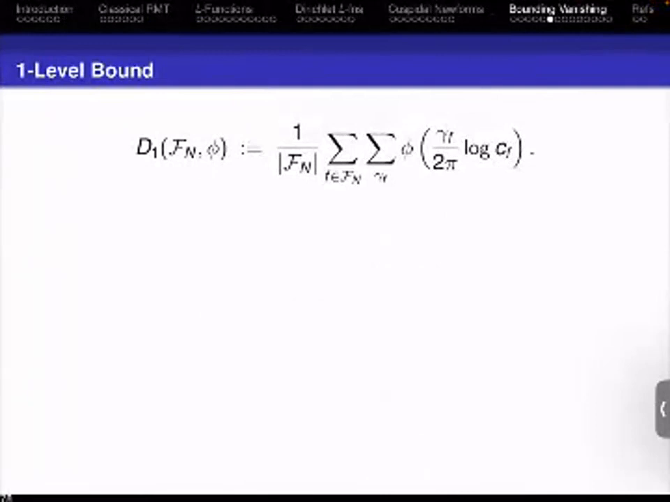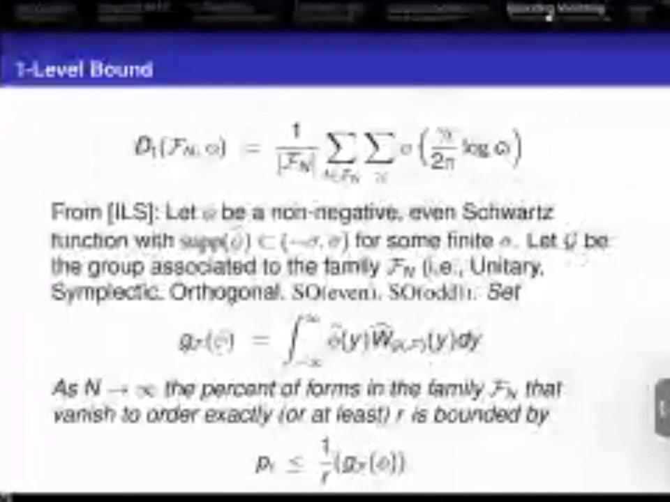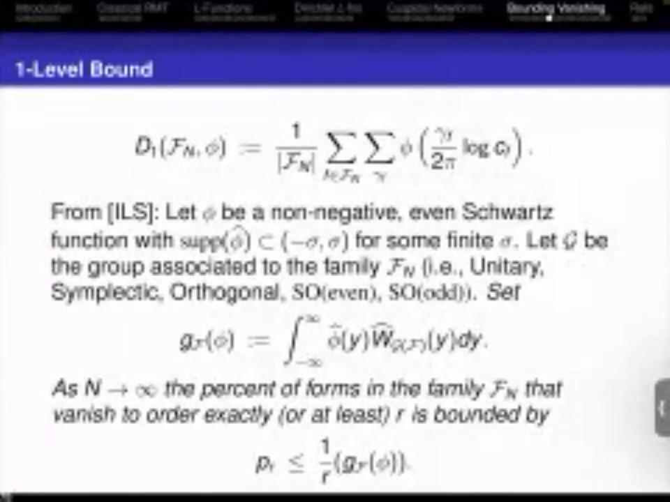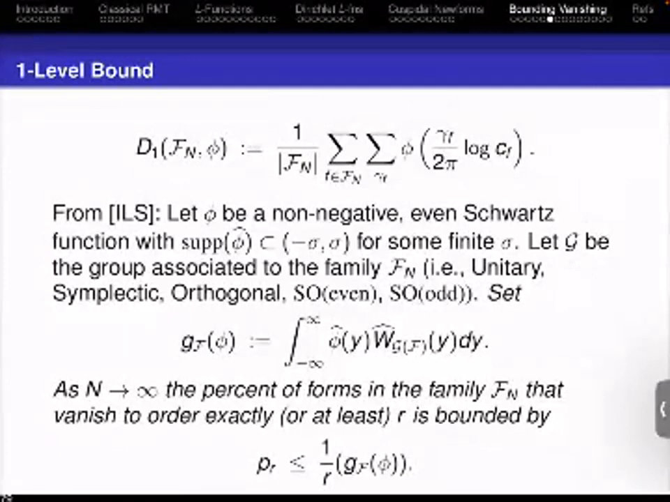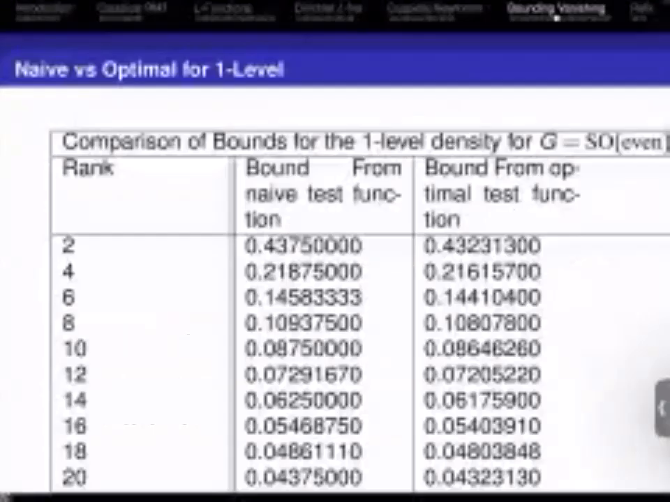Let me briefly review how you would get bounds like this. We talk about the one level density. We sum our test function phi at the scaled zeros, then sum over all the forms in the family, and divide by the size of the family. If we take our test function to be non-negative, then if I drop all the zeros that aren't at the central point, I'm only making the sum over zeros smaller. That's less than or equal to some integral. I just choose the phi that makes this as small as possible, and that gives me the best bound, with a 1/r decay. This is very easy to work with for the one level density. If we try the two level density, it gets a little bit worse. We'll see that in a moment.